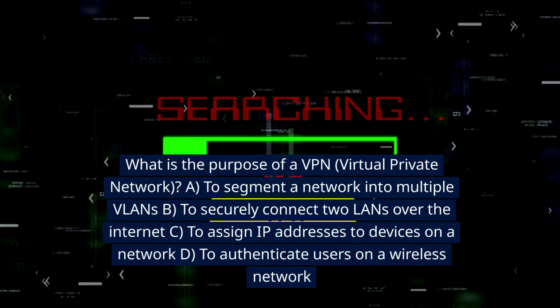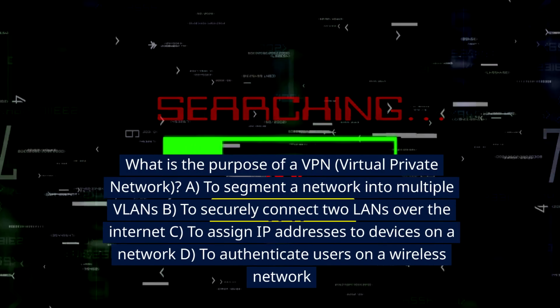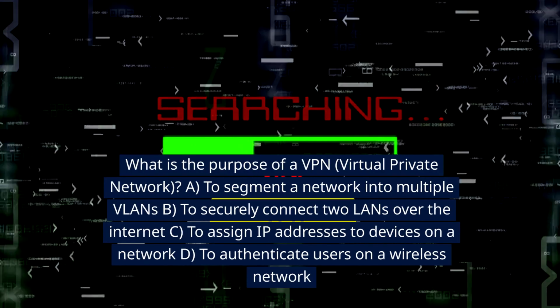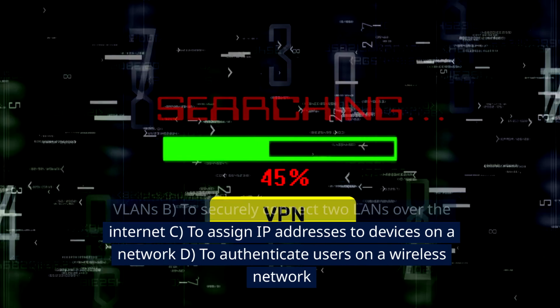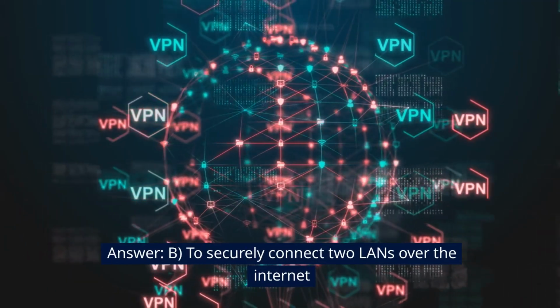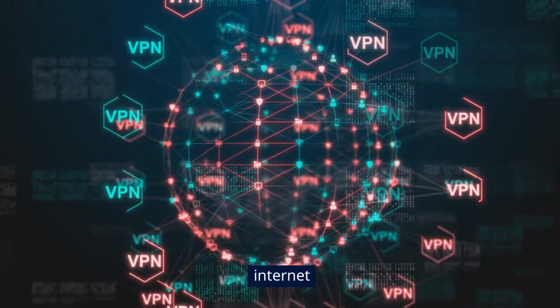A. To segment a network into multiple VLANs. B. To securely connect two LANs over the Internet. C. To assign IP addresses to devices on a network. D. To authenticate users on a wireless network. Answer: B. To securely connect two LANs over the Internet.